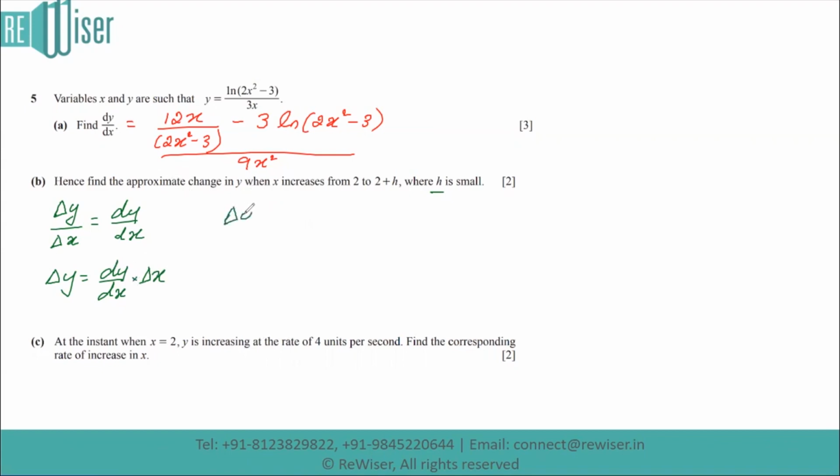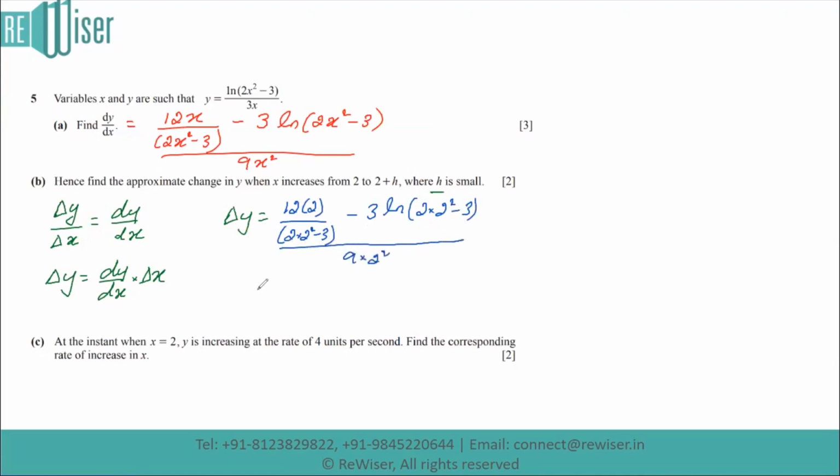So in that case, the change in y would be dy by dx, substituting the x value as 2. So that's going to be 12 times 2 divided by 2 times 2 squared minus 3. We can also use the calculator: minus 3 times ln of 2 times 2 squared minus 3, and the entire thing divided by 9 times 2 squared.